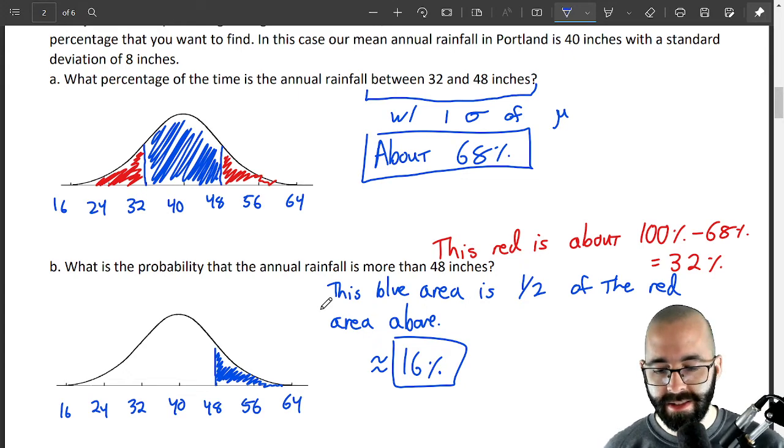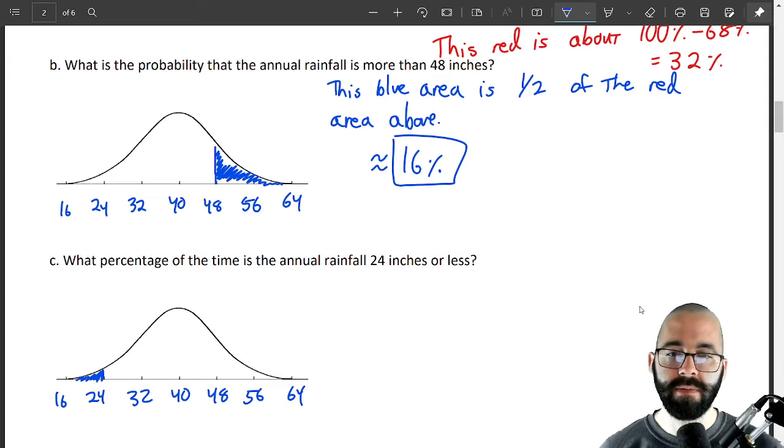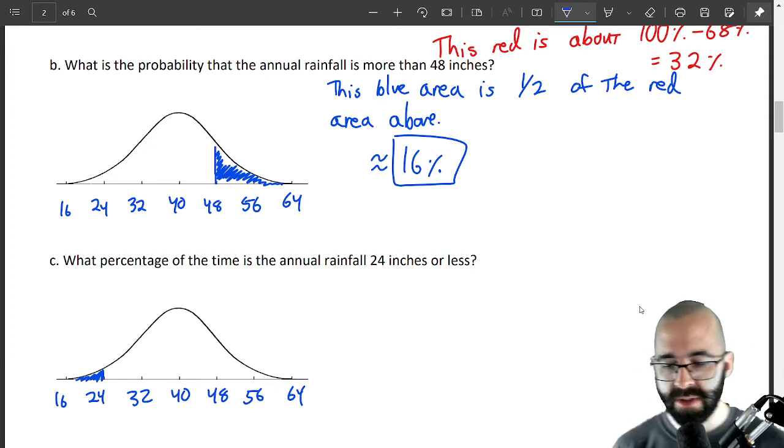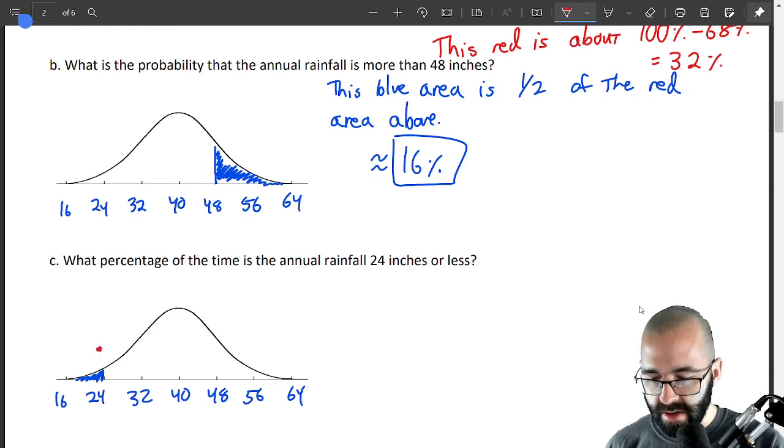All right. Let's do part C. When is it 24 or less? Well, we're going to do the same thing. Let's approach it in steps. We can start by looking at the red area. Hold on, this graph is not working out for you. All right, look at this in steps.